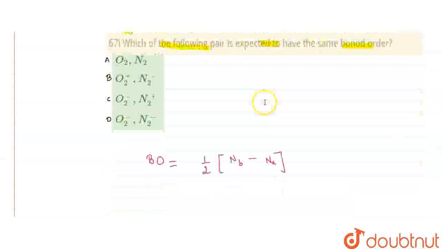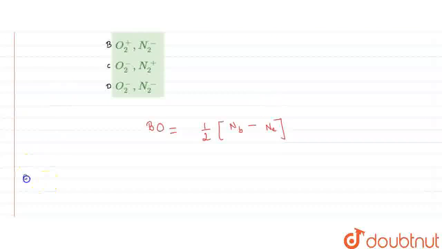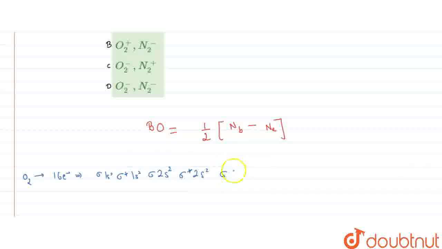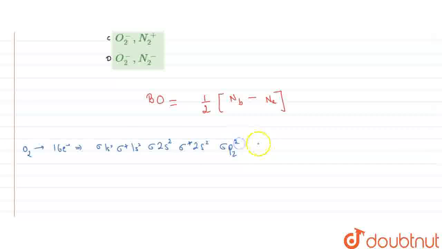So let us write for O2 first of all. We know that O2 has 8 plus 8, that is 16 electrons, and the order for its electronic configuration will be sigma 1s2, sigma star 1s2, sigma 2s2, sigma star 2s2. So we have completed 8 electrons: 2, 4, 6, 8. After this we have sigma 2pz with 2 electrons over here, then we have pi 2px and pi 2py, which both have the same energy level.